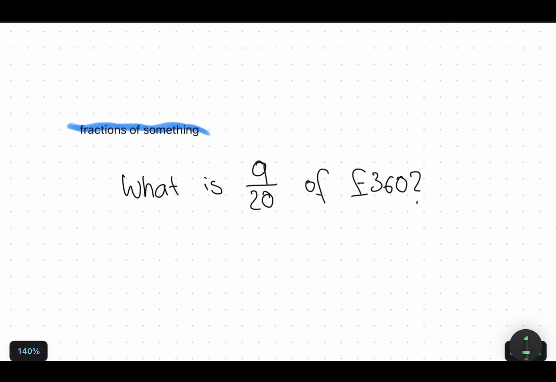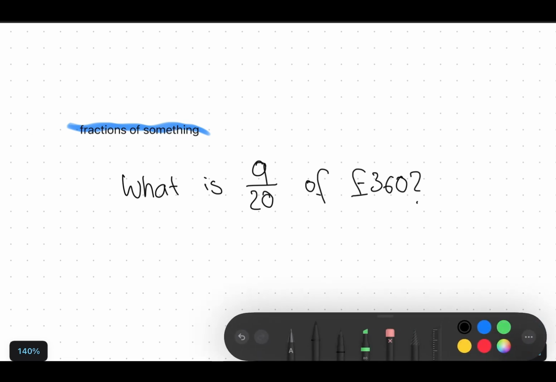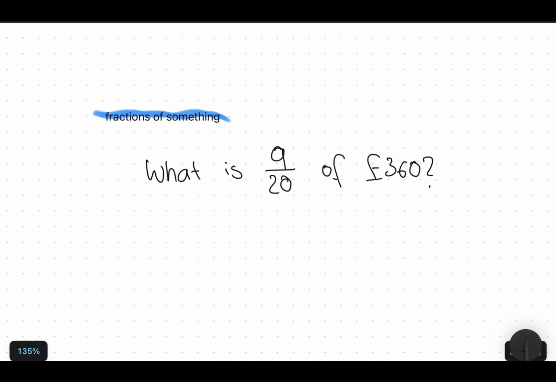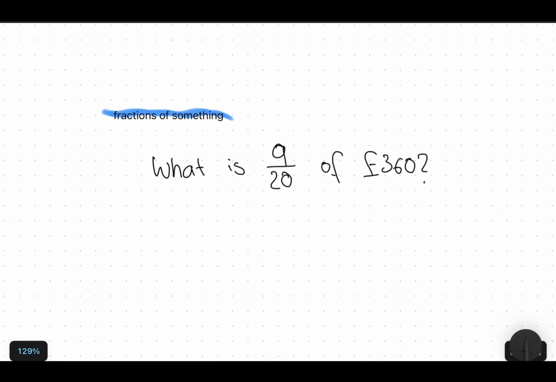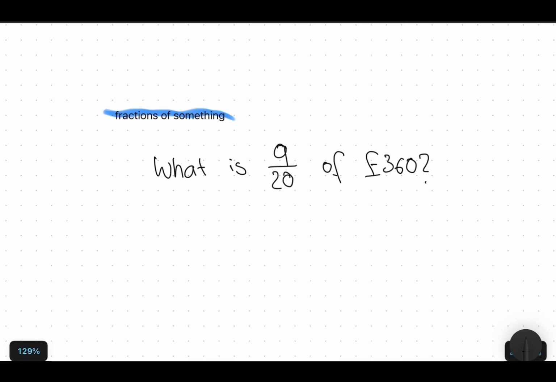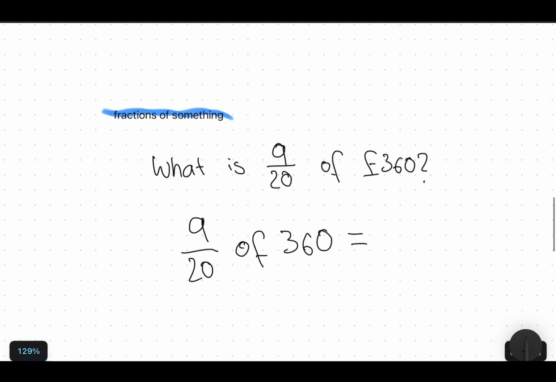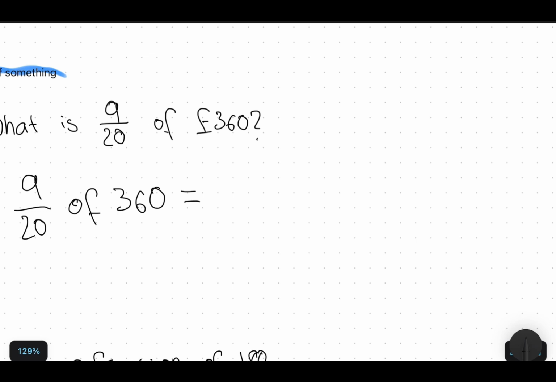Well, first up, in this example question, it says, what is 9/20th of 360 pounds? It may seem a bit confusing at first, but it gets easy. So 9/20th of something means 9 over 20 times something. So basically, 9/20th of 360 is equal to 9 over 20 times 360.